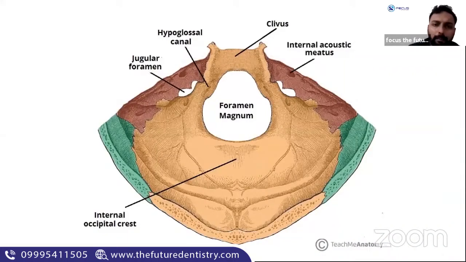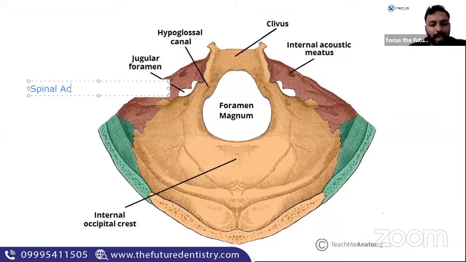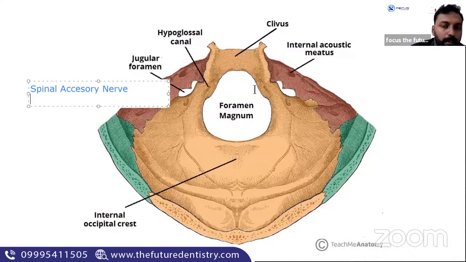So what parts pass through it? Okay, a few of you have already told. I'll just type a few important things. So there is something called a spinal accessory nerve. So can you tell me, spinal accessory nerve is which cranial nerve? The number?